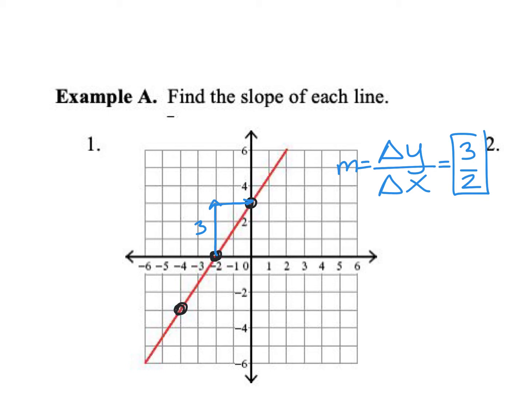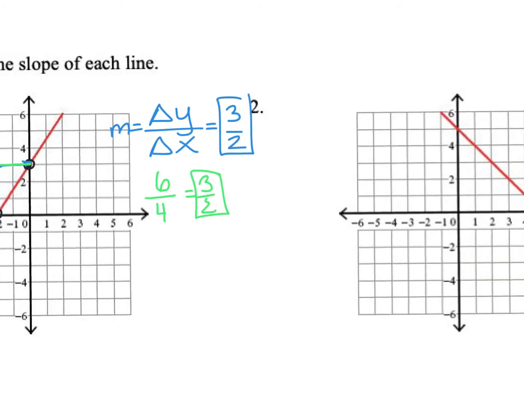Now, I just want to point out, you could count up 1, 2, 3, 4, 5, 6, and then right 1, 2, 3, 4. So if you did that, it would be 6 over 4, but notice that it reduces to 3 over 2. The slope of a line is constant, meaning whatever 2 points I count the slope in between, it will be that for all points on that line. All right, let's look at one more here.